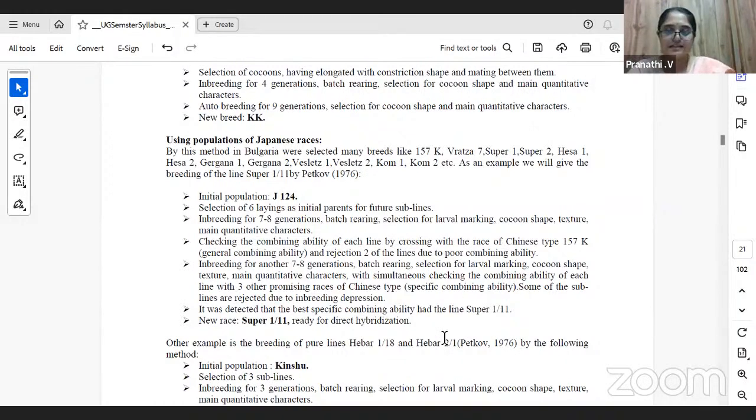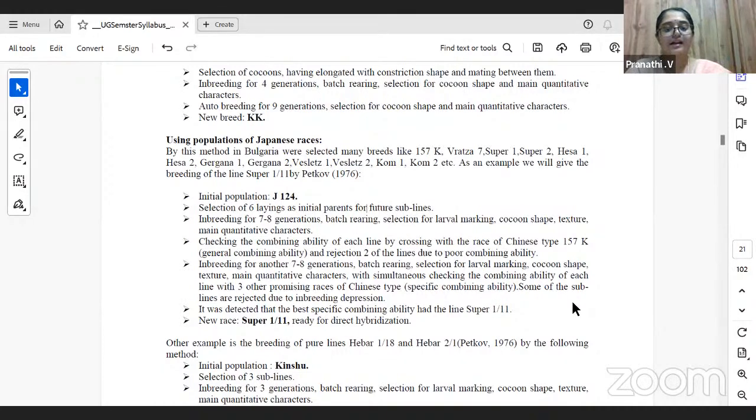Again, once this is done, you're going to check it for your combining ability. Once this is performed, leave it at that. Perform inbreeding within the sublines for another 7 to 8 generations. Again, check based on the phenotypical characters such as larval marking, cocoon shape, texture, and other quantitative characteristics, and also the combining ability of each line with other Chinese types.